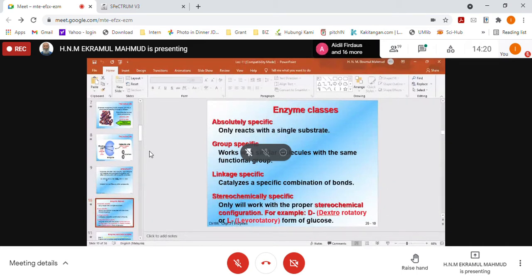So it only reacts with a single substrate. An enzyme can be group specific, linkage specific, or stereochemically specific. All these are types of specificity. If it's group specific, it will work with molecules that have the same functional group, for example a hydroxyl group. If it's linkage specific, it will catalyze a specific combination of bonds, that is, the linkage of these substances. Stereochemically specific means it will only work with the proper stereochemical configuration, for example the D dextrorotatory or L levorotatory form of glucose.